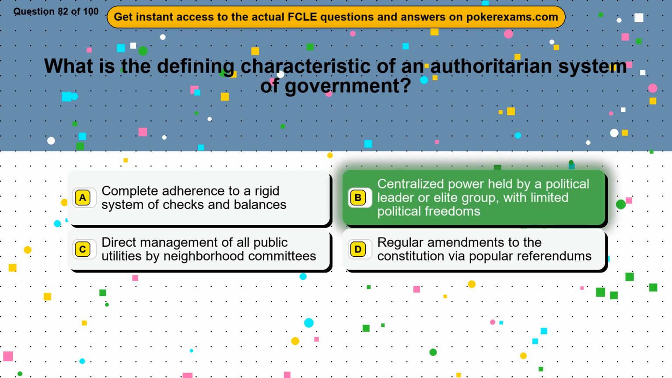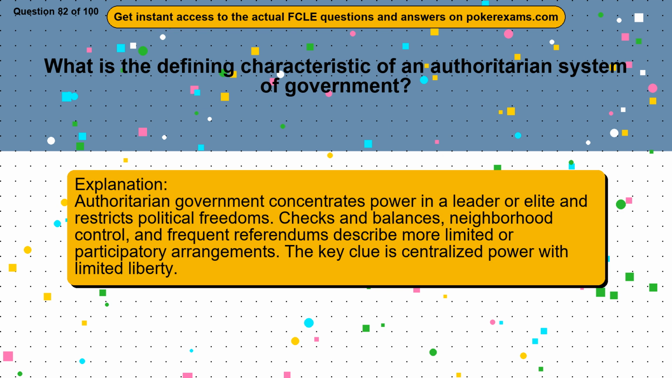The correct answer is option B, centralized power held by a political leader or elite group, with limited political freedoms. Authoritarian government concentrates power in a leader or elite and restricts political freedoms. Checks and balances, neighborhood control, and frequent referendums describe more limited or participatory arrangements. The key clue is centralized power with limited liberty.